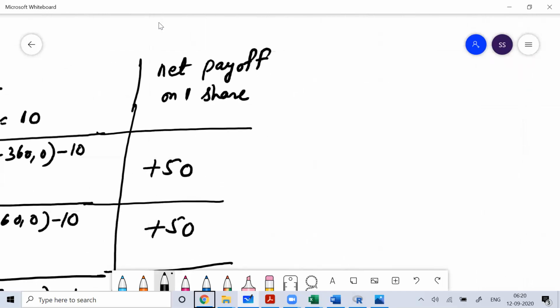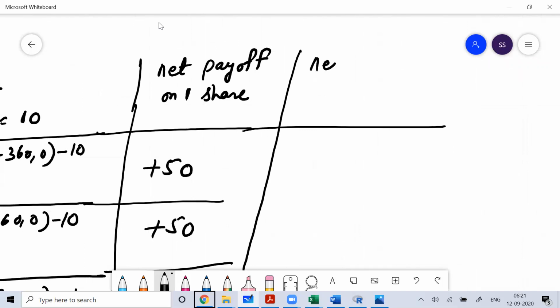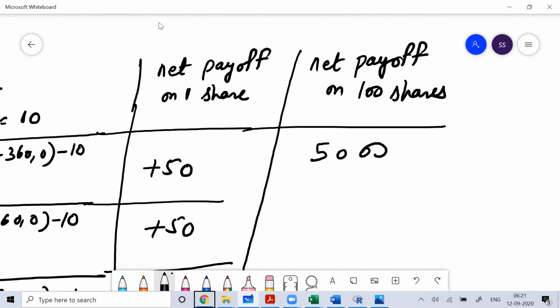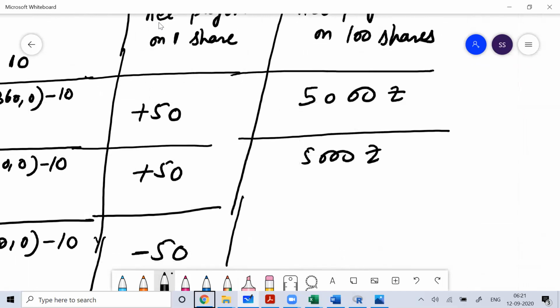So if I do the net payoff on 100 shares, into 100 you do 50 into 100, 5,000 rupees, 5,000 rupees, and here loss of 5,000 rupees.